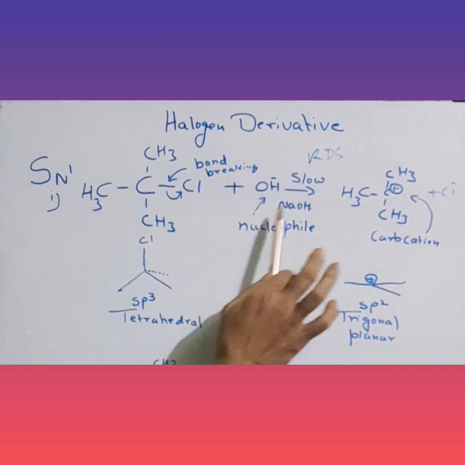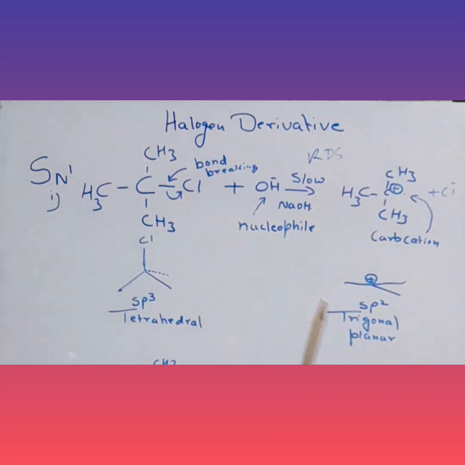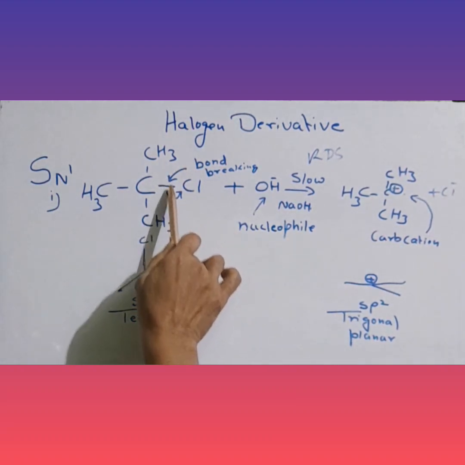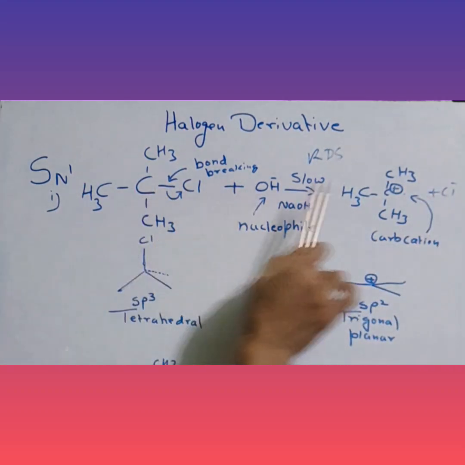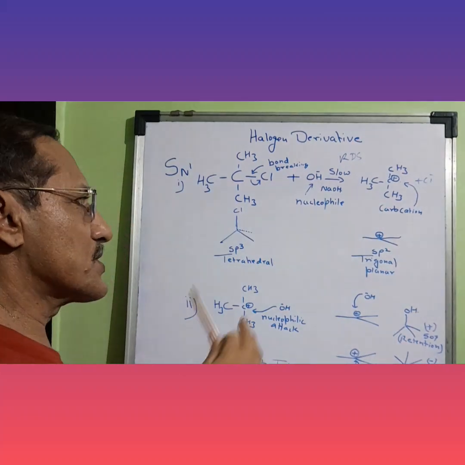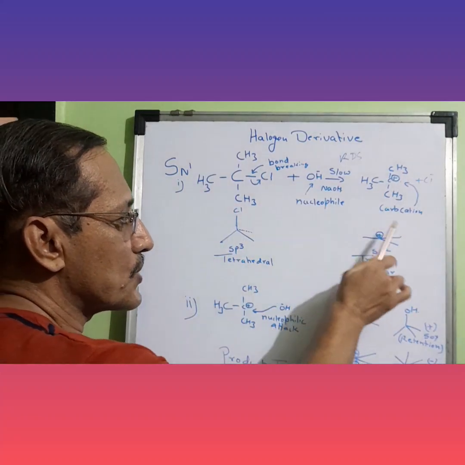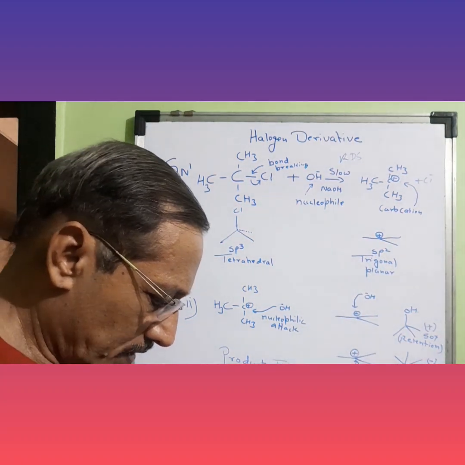In step 1, sodium hydroxide is there. Now Cl is an electron withdrawing group, so it pulls the electrons towards itself and this bond is broken. As a result, this forms Cl minus and this forms a carbocation. So the carbocation is formed. What structural change does occur? From tetrahedral structure it has gone to trigonal planar structure.